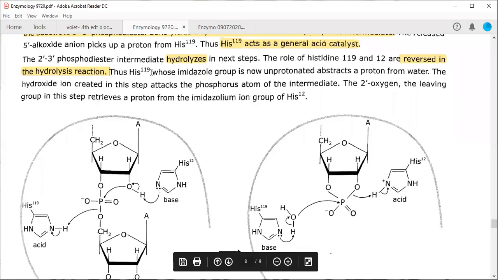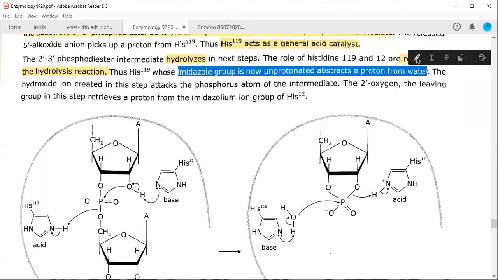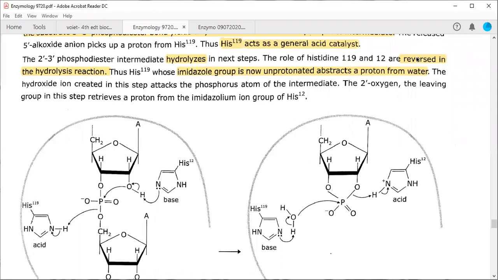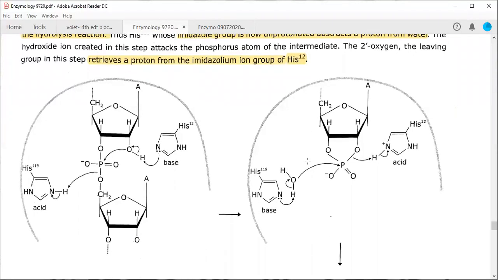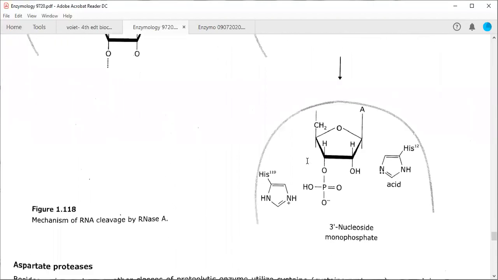Thus histidine 119, whose imidazole group is now unprotonated, abstracts a proton from the water, so it acts like a base in this way. Whereas the hydroxide ion created in this step attacks the phosphorus atom in the intermediate. The 2' oxygen, the leaving group in this step, retrieves the proton from the imidazole ion of histidine 12, so it acts like an acid. That's how they have reverse functions in this step, and this will be generated.